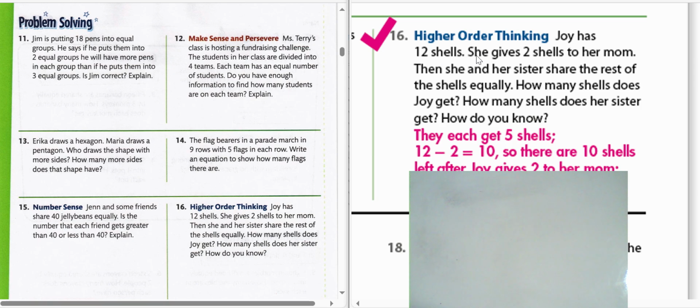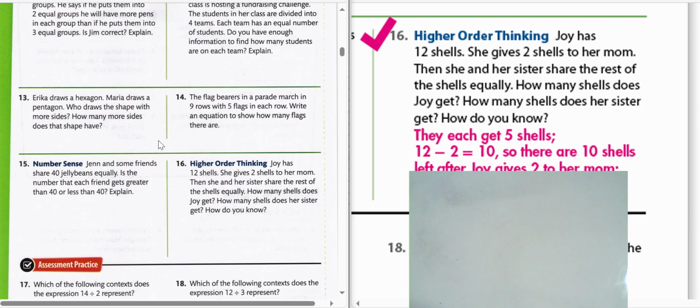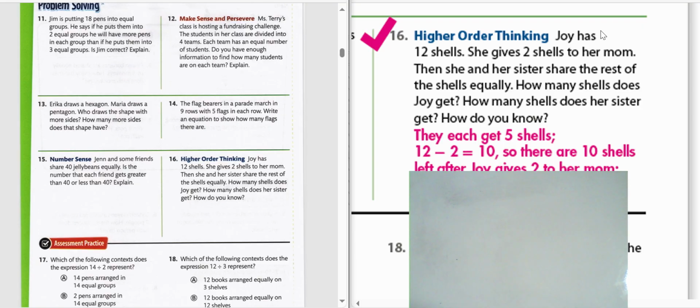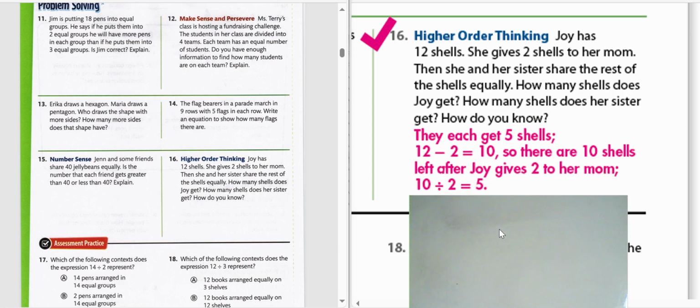Joy has 12 shells. She gives 2 shells to her mom. Okay, this question is on page number 17. The remainder will be 10. And her sister shares the rest of the shells equally. Then we can divide it by 2. 10 divided by 2 equals 5. How many shells does Joy get, and how many shells does her sister get?